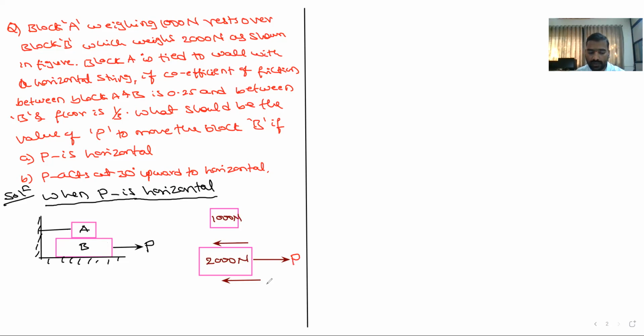This is the P force, and I will take this as F2, and I will take this as F1. Then what are the forces again acting? There is a normal reaction. So this is normal reaction N2, and there is a normal reaction N1. Correct. Again, I will take this free body diagram a little away.